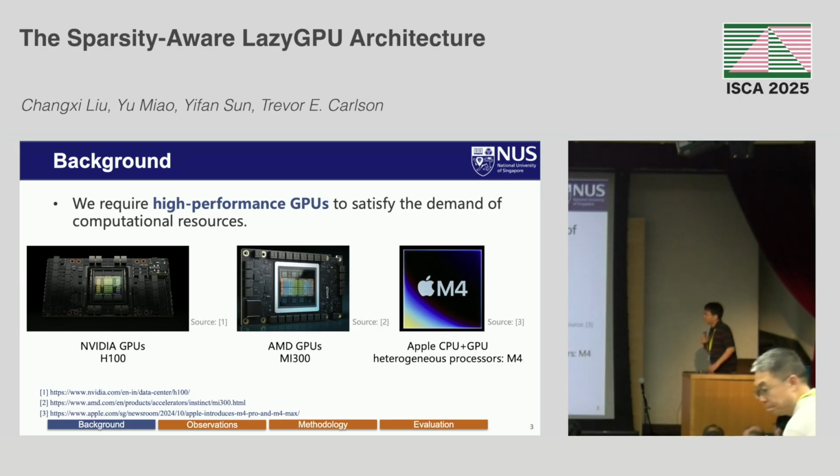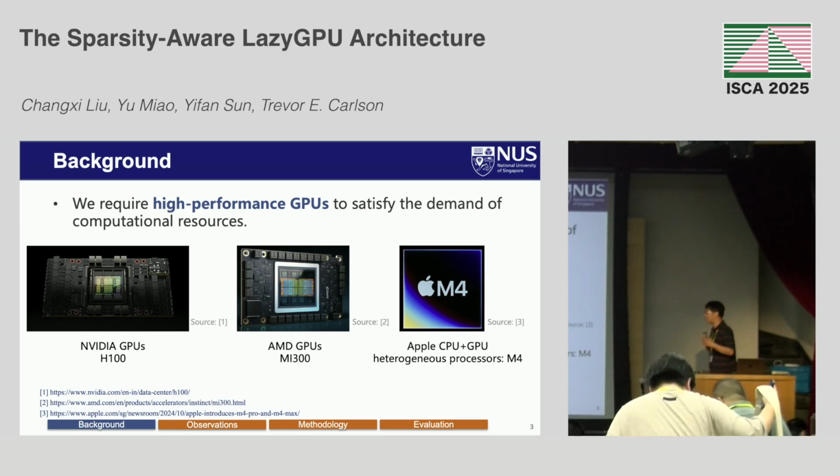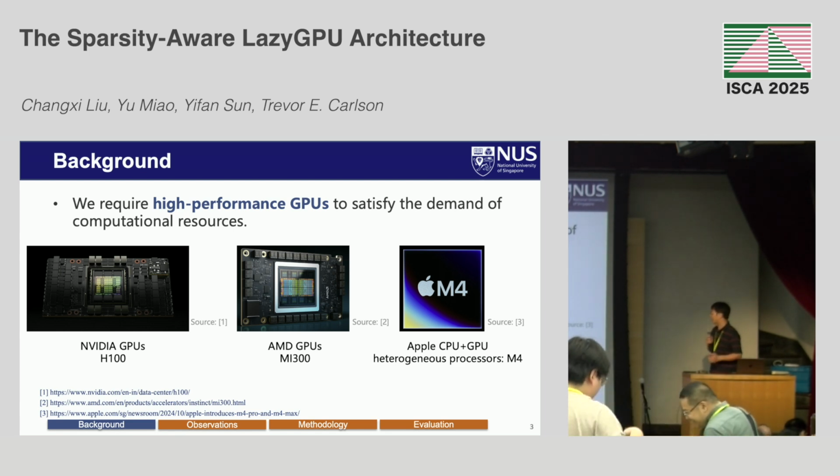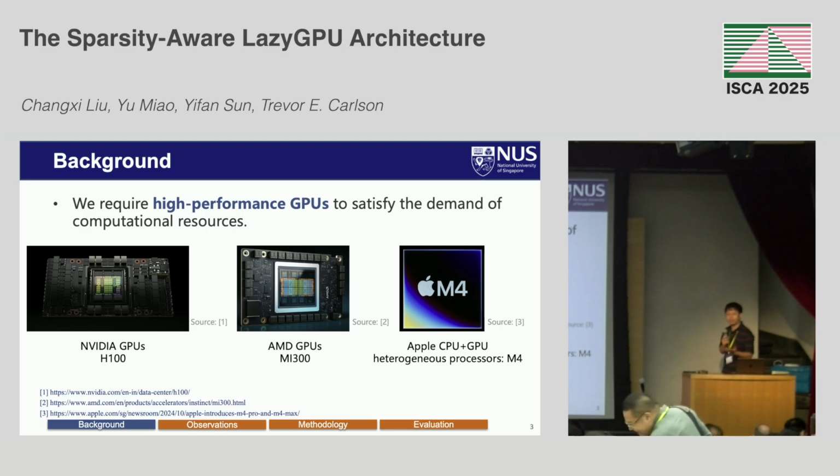So what does it mean? It means that we always require high-performance GPUs to satisfy the demand for compute resources. We want higher and higher performance GPUs, and now lots of companies are working on that. NVIDIA has their Hopper architecture, AMD has their MI series GPUs, and Apple recently proposed their heterogeneous processor, combining CPU and GPU together. Intel and lots of companies too, I don't want to list all of them.